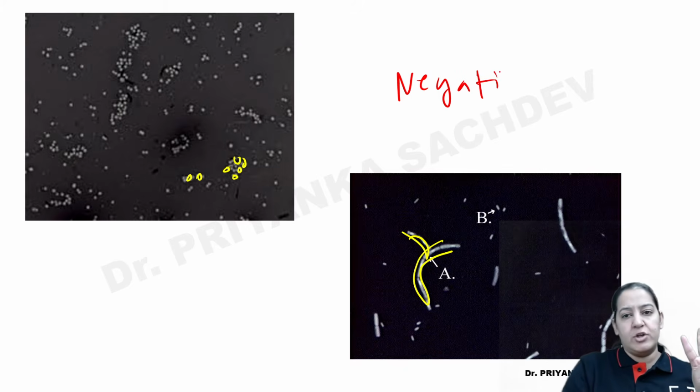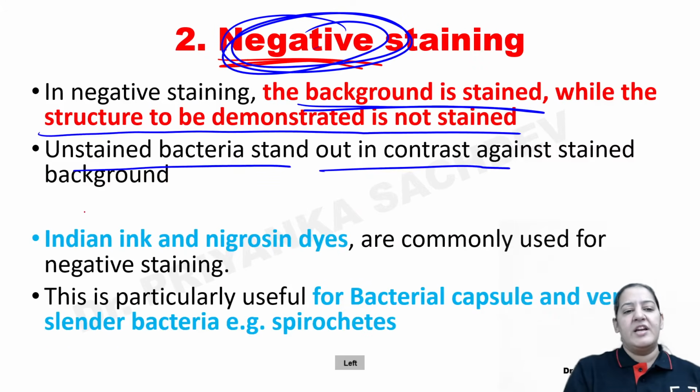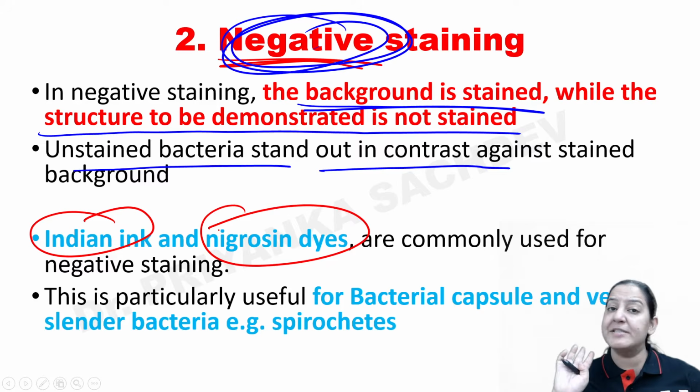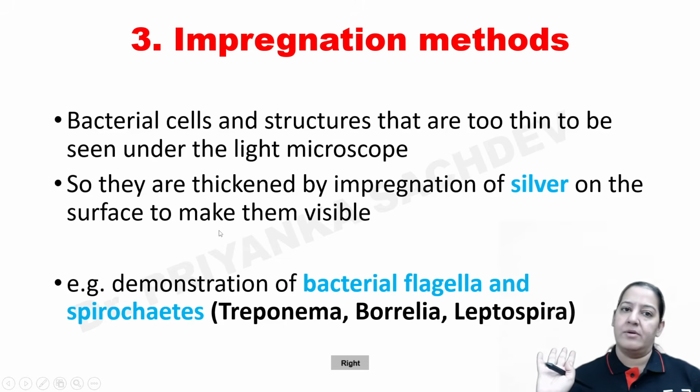There are 2 examples of negative stain. What are the 2 examples? Number 1, Indian ink. Number 2, Nigrosin. That's it. These are the 2 examples. Please learn. Indian ink and Nigrosin.